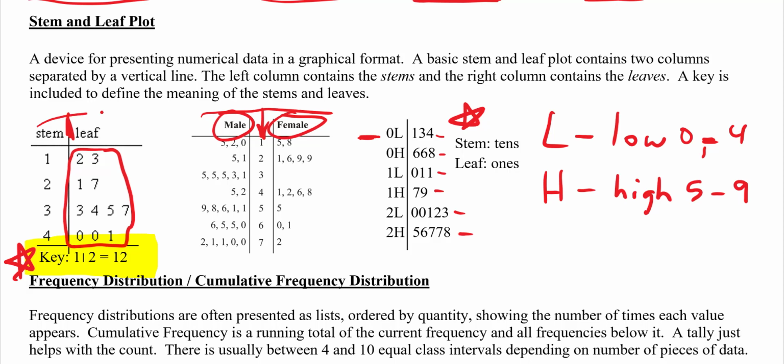So again, three different kinds of stem-and-leaf plots. The first one is probably the most simplistic. The second one breaks it up into male and female. You could have, I don't know, AM, PM, whatever. And then the third one splits it up into low and high. So that's pretty good.